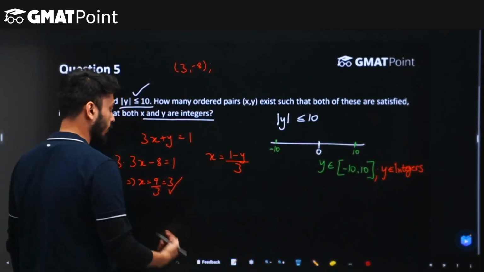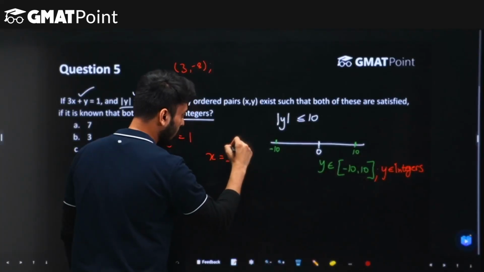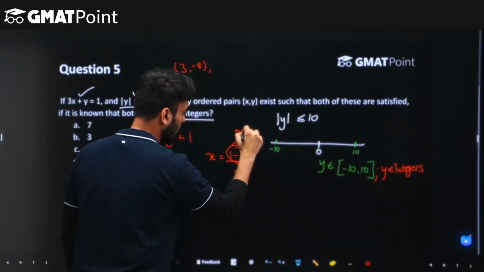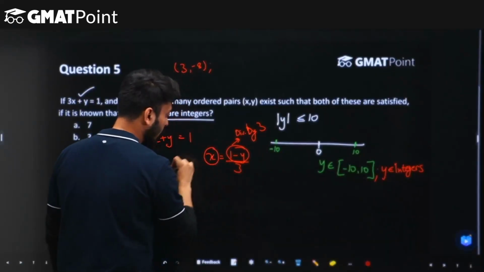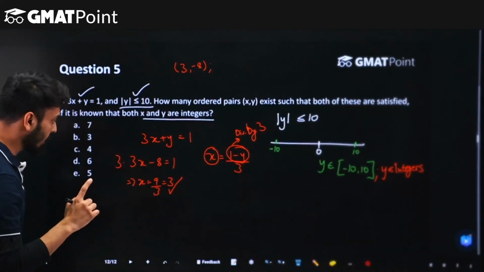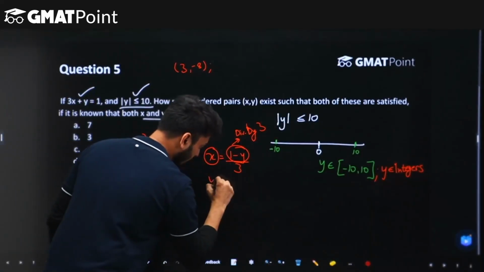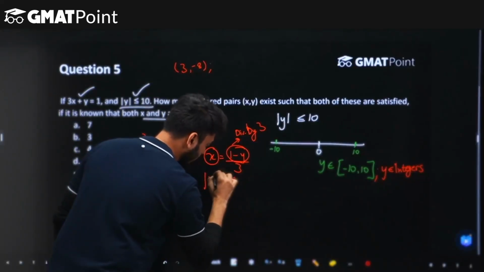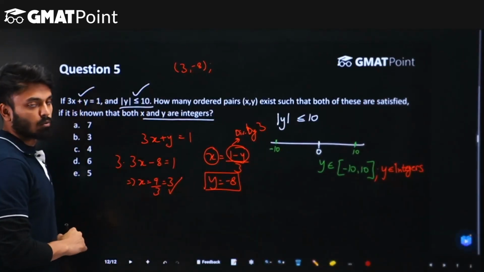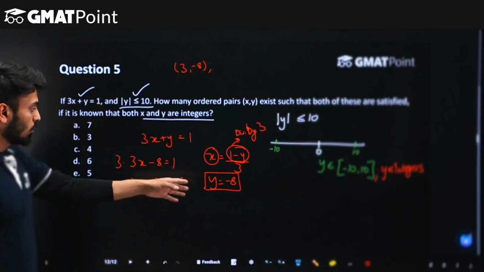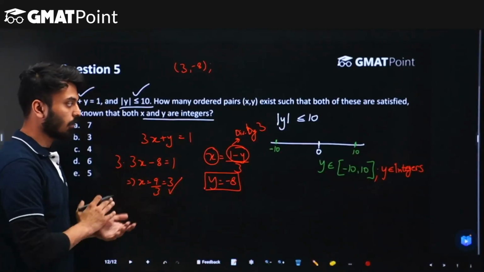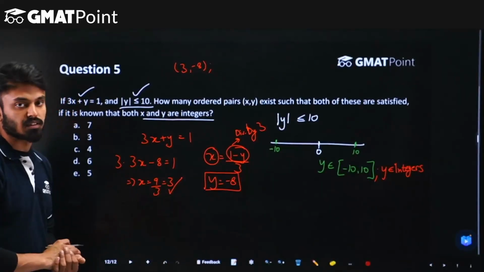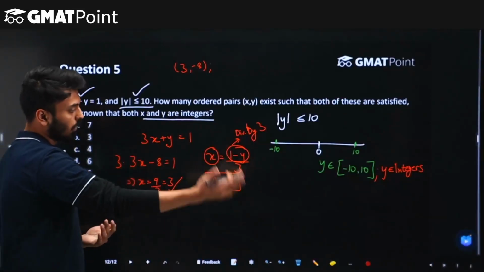I know for a fact that 1 minus y must be divisible by 3 for x to be an integer, right? And one of the values I have found is that y equal to minus 8 works. I know that y equal to minus 8 works. And I know that minus 9 and minus 10 don't work, and I cannot go any more left once I've reached minus 10, right? It means I can only go right.